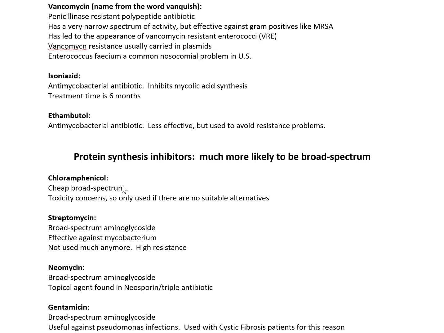These last two, isoniazid and ethambutol, are antimycobacterial antibiotics. What they do is inhibit the production of mycolic acid, which is that waxy lipid found in the mycobacteria and the nocardia. So as you see, isoniazid, antimycobacterial antibiotic, inhibits mycolic acid synthesis, and the treatment time is 6 months or more. Treating tuberculosis, it can be even more than that.